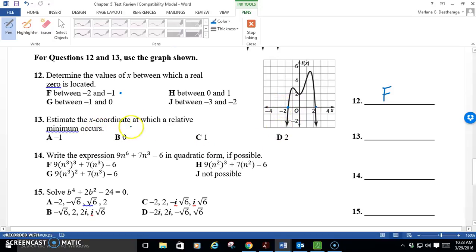Estimate the x-coordinate in which a relative minimum occurs. A maximum is going to be like this. A min is going to be like this. So we can see we have a minimum right here. It says the x-coordinate. So that is right at x equals 0, it looks like. So B would be the correct answer.